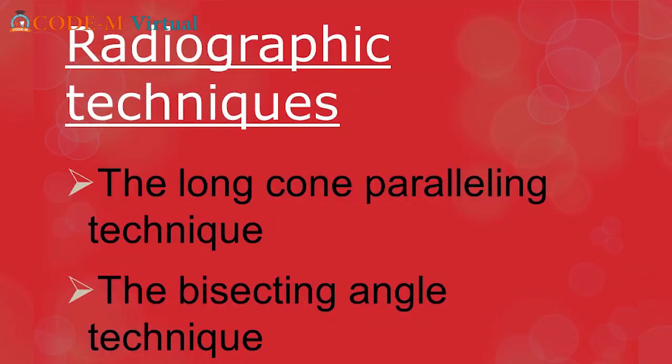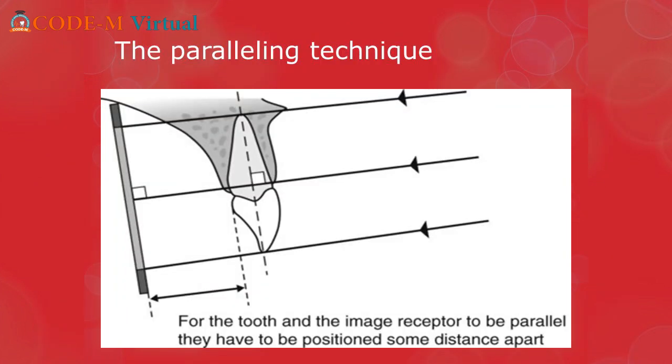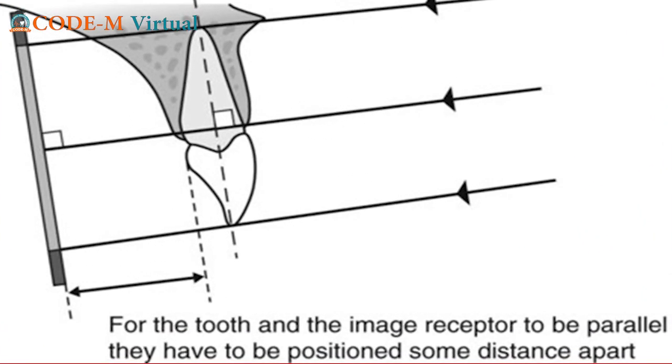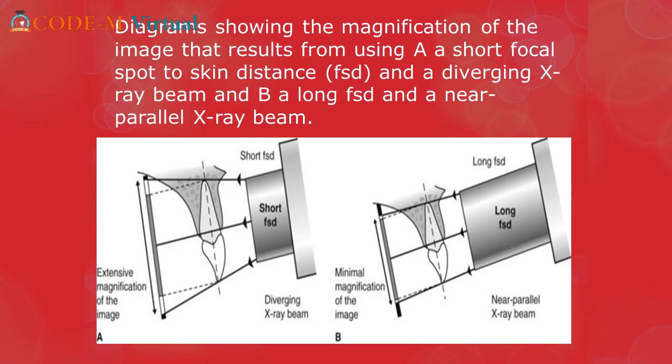Radiographic techniques. The anatomy of the oral cavity does not always allow these ideal positioning requirements to be satisfied. In an attempt to overcome the problems, two techniques of periapical radiography have been developed: number one, the paralleling technique, and number two, the bisected angle technique. This is the image showing the paralleling technique. This is another diagram showing the same technique.